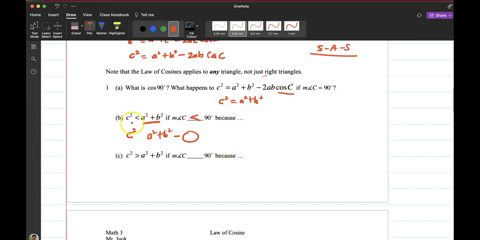C would be an acute angle. When your C square is less than A square plus B square, your C will be an acute angle. If C is an acute angle, this term would be negative, and something will get subtracted from A square plus B square, and it will become equal. That is when it's an acute angle.